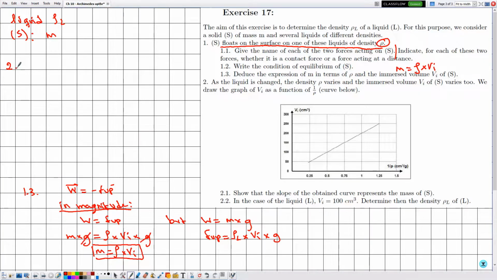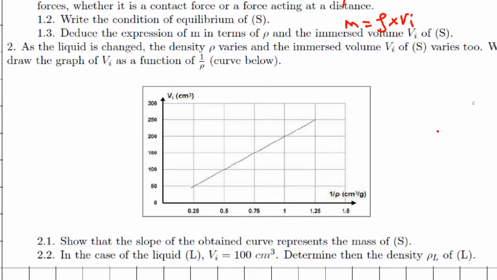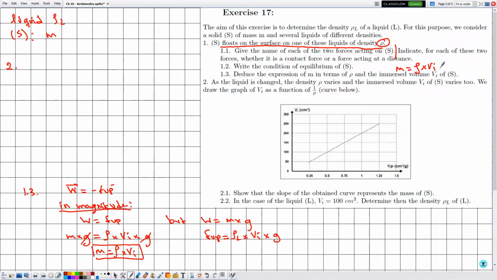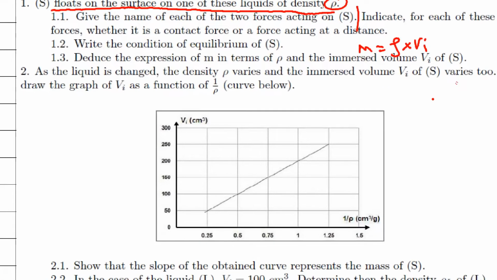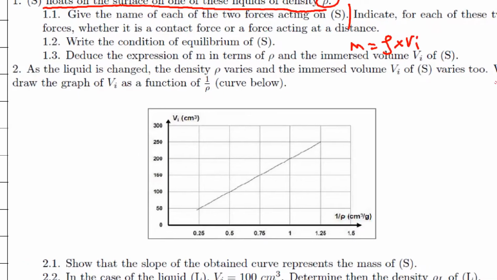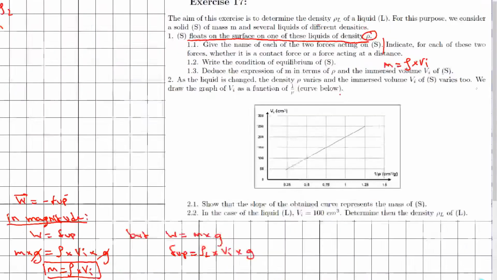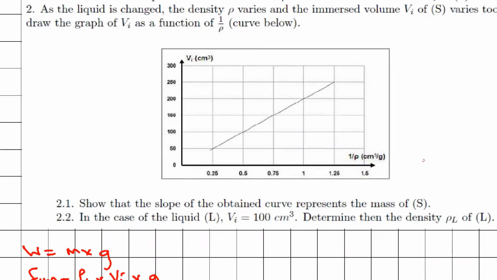Now in number 2, as the liquid is changed, why? Because they are telling me we consider a solid S of mass m and several liquids of different densities. So as the liquid is changed, the density ρ varies and the immersed volume Vi of S varies too. We draw the graph of Vi as a function of 1 over ρ curve below. So let's consider this graph.